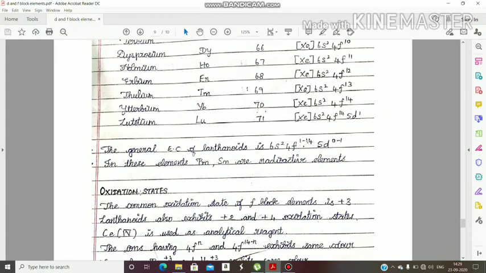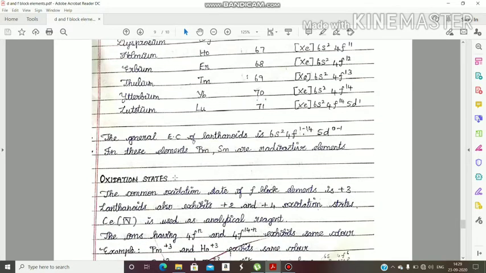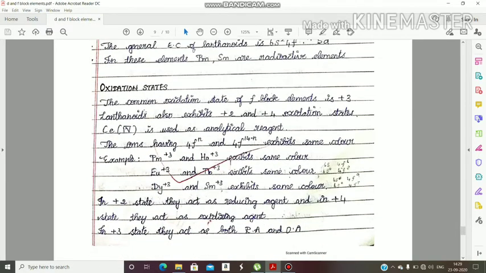Next, the general electronic configuration of lanthanides is 6s2, 4f1 to 14 and 5d0 to 1, because this is the 4f series. Next, in these elements, promethium and samarium are radioactive elements. Next, oxidation states. The common oxidation state of f block elements is +3. In case of d block elements, +2. Next, lanthanides also exhibit +2, +4 oxidation states. Next, cerium in +4 oxidation state is used as an analytical reagent.